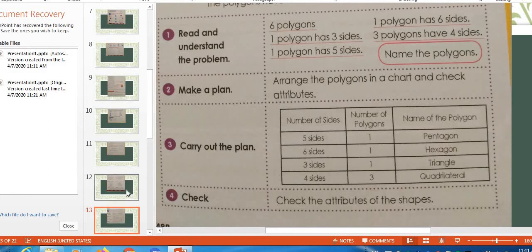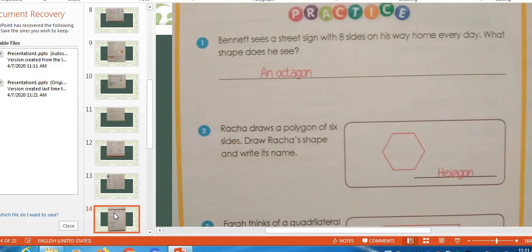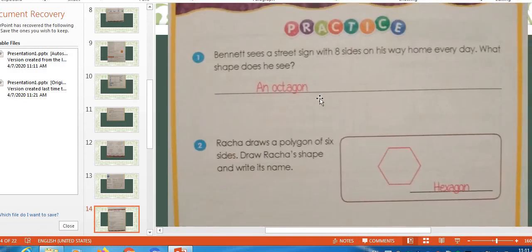Check the attributes of the shapes. Check if you are right or wrong, and I know you are always right. Moving to the other slide, I have here time to practice.